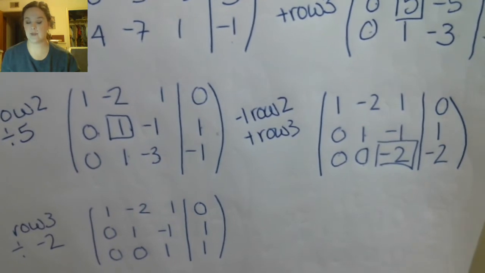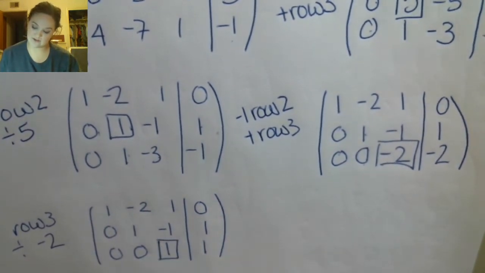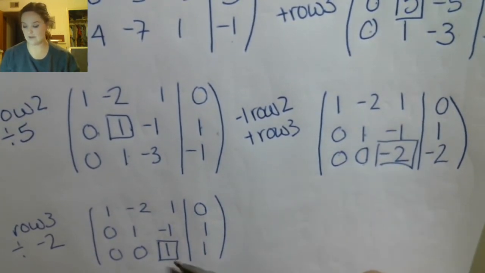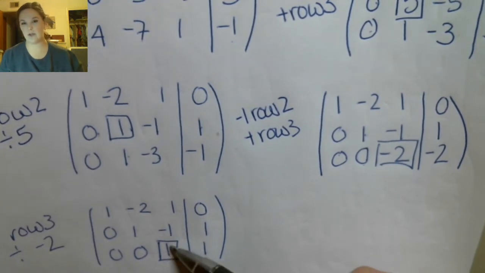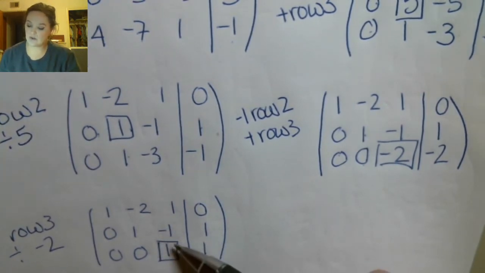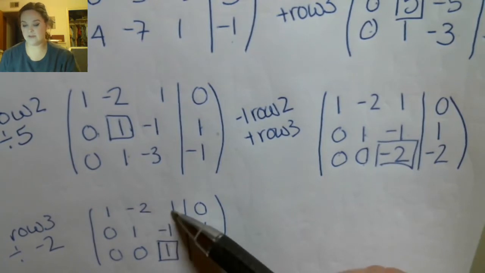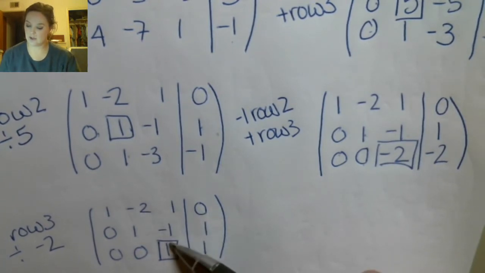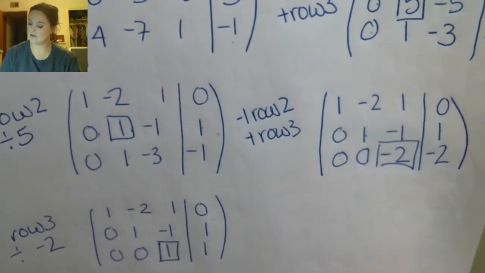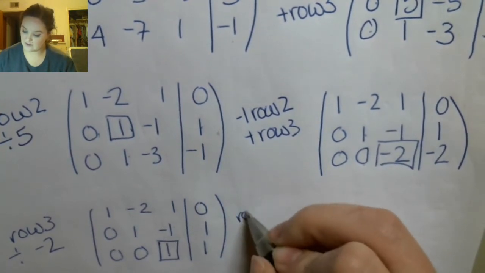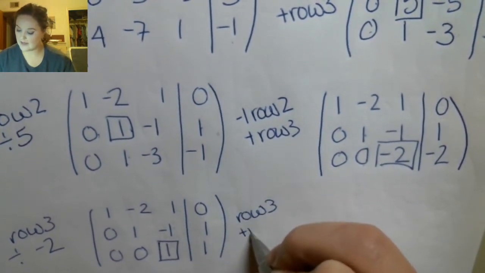Okay, so now I'm still focused on this position. It's a 1, and there's nothing below it. So now I'm going to start stage 2 and start eliminating above this position. I'm going to use this to eliminate here. Well, I can just add them together. So I'm just going to take row 3 and add it to row 2.